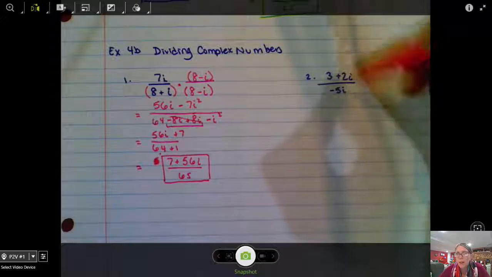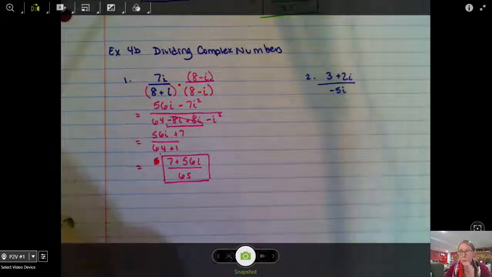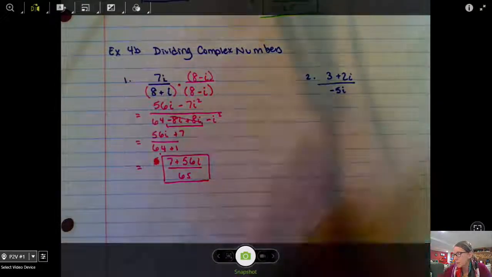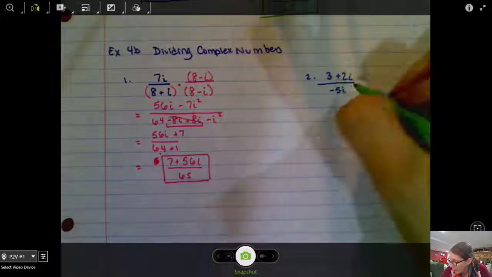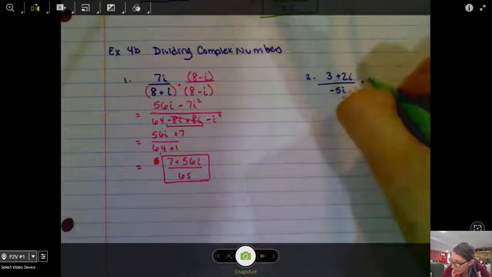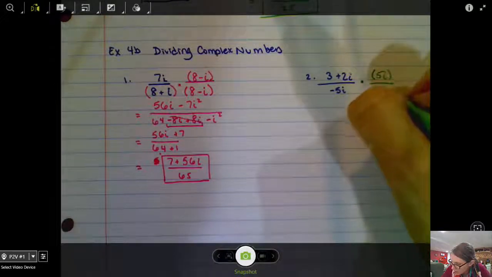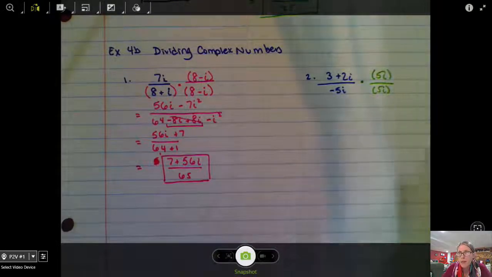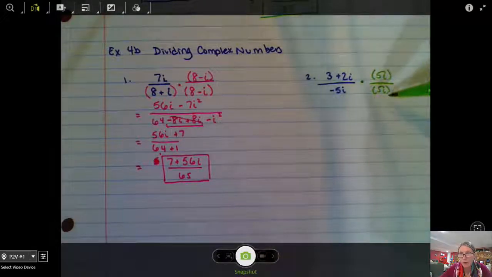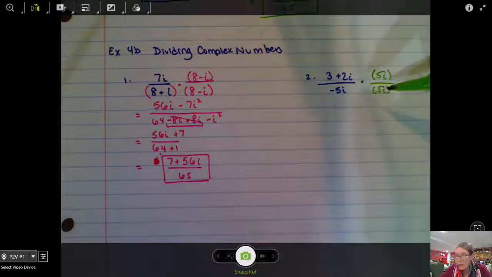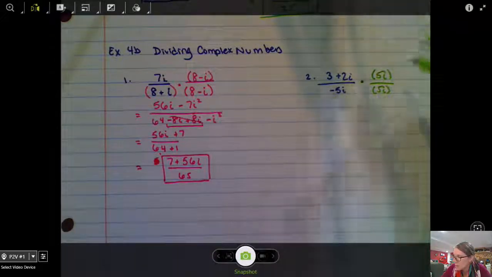And over here, 3 plus 2i over negative 5i. I can get rid of my imaginary in the denominator by multiplying by that complex conjugate. So I'd multiply by 0 plus 5i, or just 5i here, on the top and bottom. And keep in mind, the reason I can do this is because 5i over 5i is really just 1, so I can multiply by 1 and not get into trouble, not break rules.